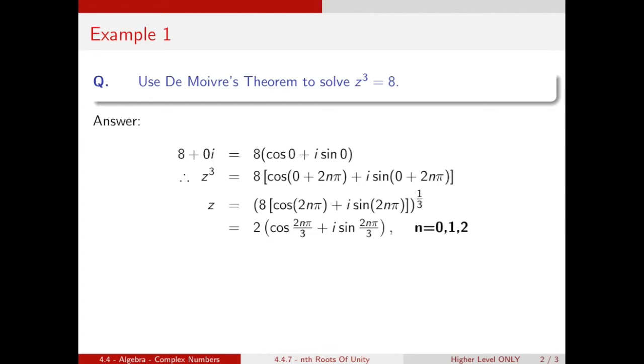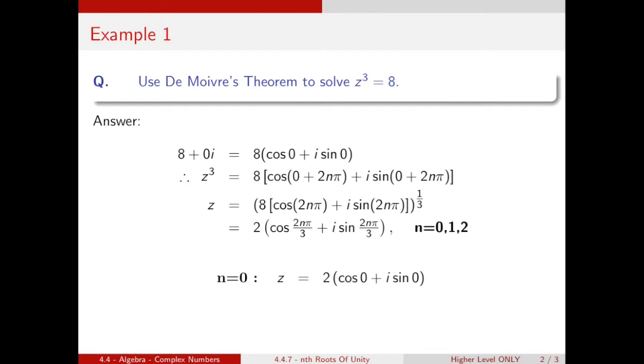It's z to the power of 3, so there are going to be 3 roots. n starts at 0, and then we're going to take it as far as 2, so we've got the first 3 possible values of n: 0, 1, and 2. So the first case, n is 0. What's z when n is 0?